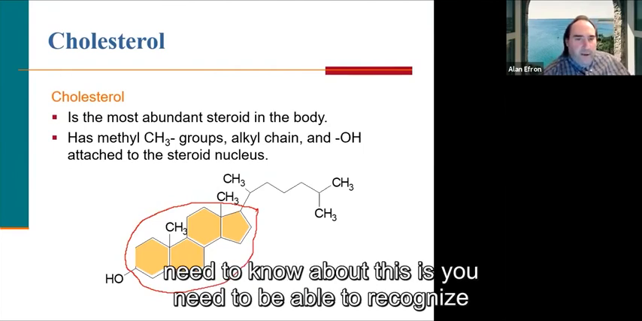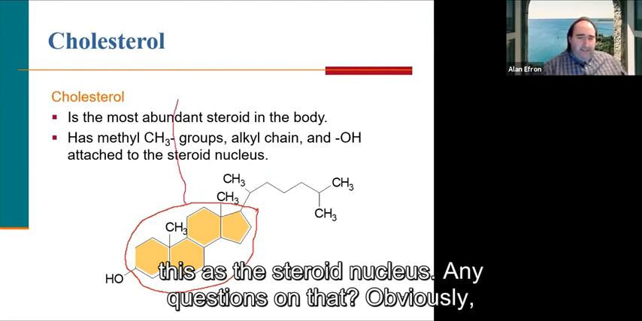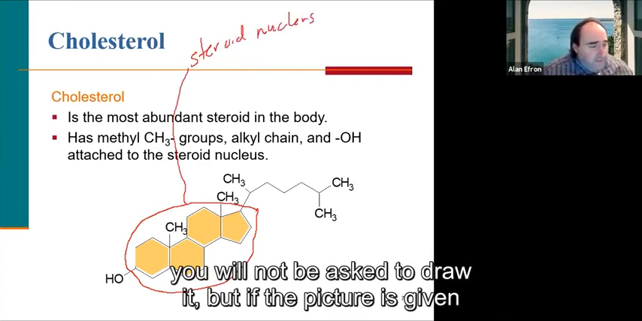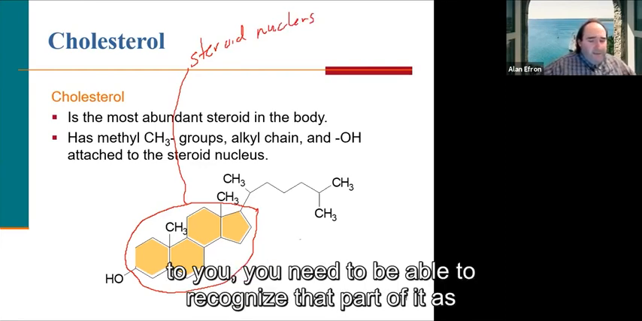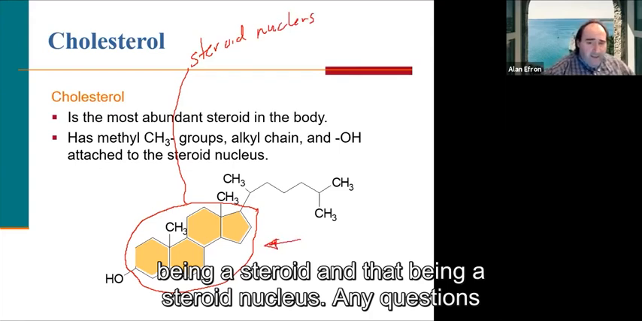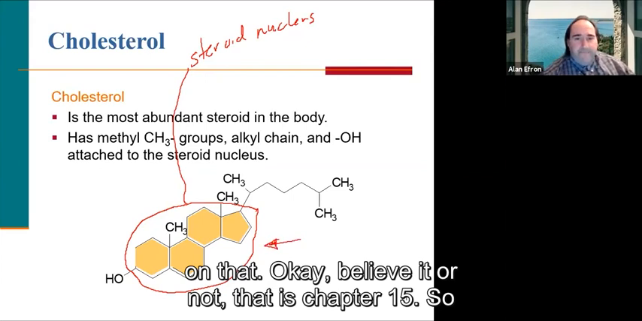What you need to know about this is you need to be able to recognize this as the steroid nucleus. Any questions on that? Obviously, you will not be asked to draw it, but if the picture is given to you, you need to be able to recognize that part of it as being a steroid nucleus. Any questions on that?